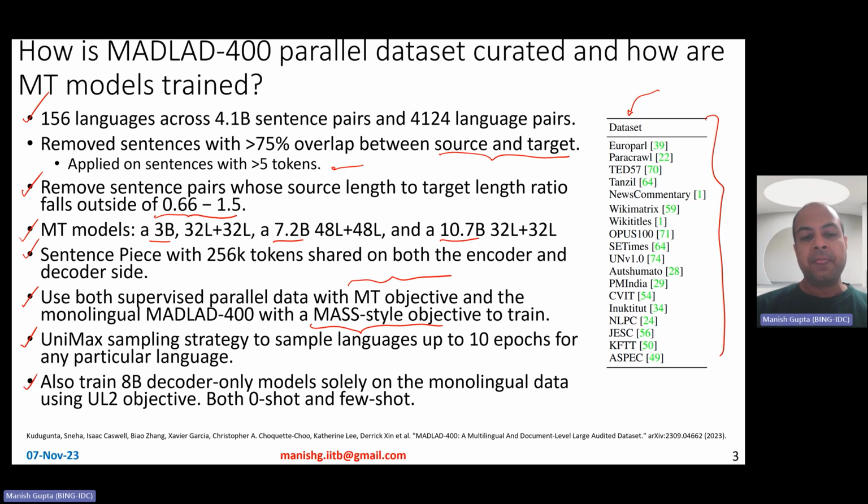They also train another model. Besides these three encoder-decoder models, they also train an 8 billion decoder-only model, and they train it only on the monolingual data. So the 8 billion decoder-only model is not trained on the machine translation data, but only on the monolingual data using the UL2 objective, and they show results using both zero-shot and few-shot machine translation for this 8 billion decoder model also.